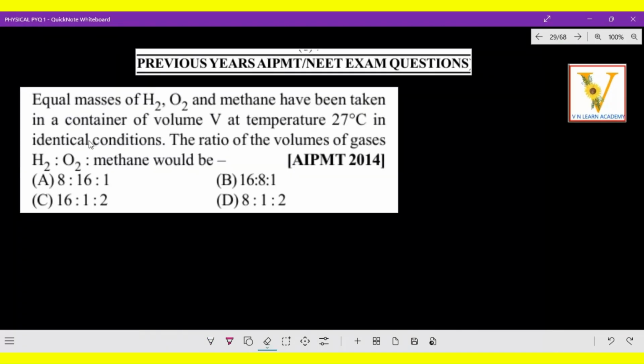Next question: equal masses of hydrogen, oxygen and methane have been taken in a container of volume V at temperature 27 degrees Celsius in identical condition. The ratio of volumes of gases, hydrogen, oxygen and methane. So here they have given the ratio of volumes of gases. See, Avogadro's law, what it has mentioned, number of moles is proportional to volume of that gas. Yes, come on, let us find the ratio of volumes of this gas.